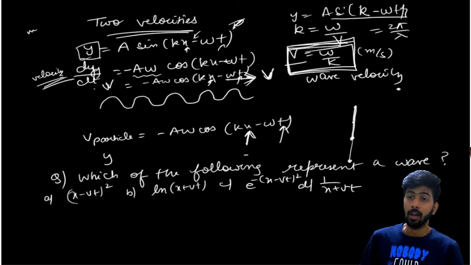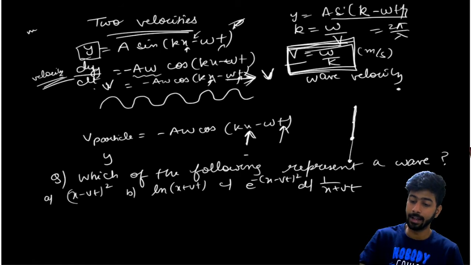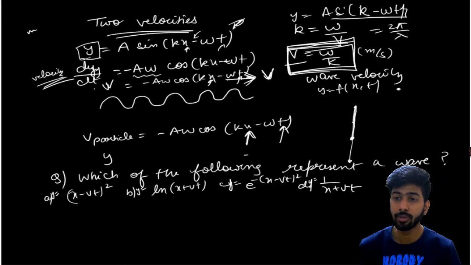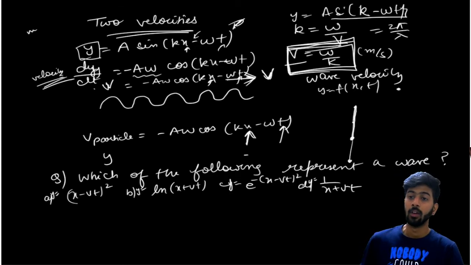What were the two conditions that I gave you for any y equals f of x comma t form? Basically each of them is a y. Each of them is a function of both x and t. So this is f of x comma t. Now if y has to represent a wave motion or a wave equation, what were the two conditions that I gave you?